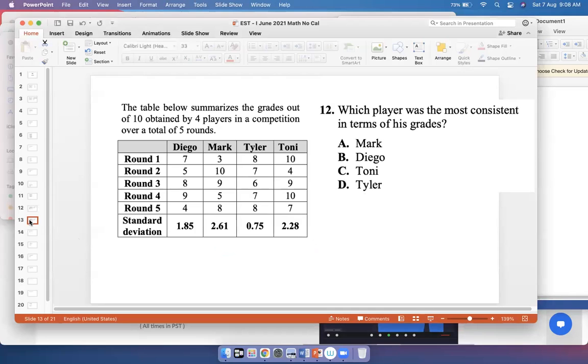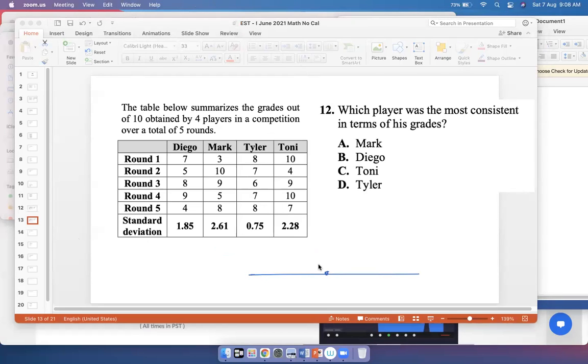12. Which player was the most consistent in terms of his grades? So consistency can be found out from standard deviation because let's say that this is the mean for a player, the mean value. And if the standard deviation is less, then he has kind of gotten grades near the mean. So he's consistent. But if the standard deviation is high, then his grades are more spread out. So he's less consistent, right? So most consistent would be the one with the least standard deviation. So that's Skylar, option D.